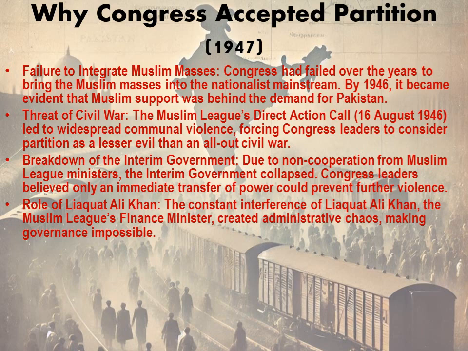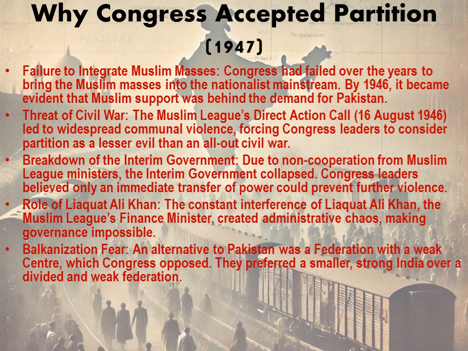The constant interference of Liaquat Ali Khan, the Muslim League's finance minister, created administrative chaos, making governance impossible. So he was the finance minister from the Muslim League, and he created every possible problem so that governance became impossible.